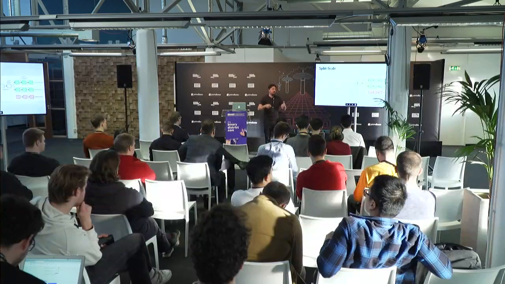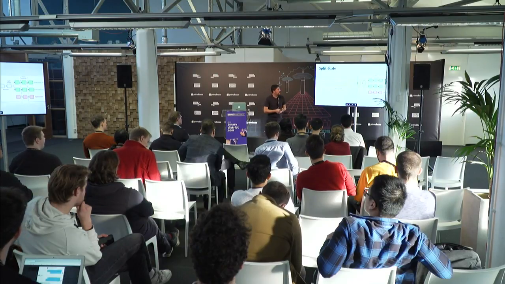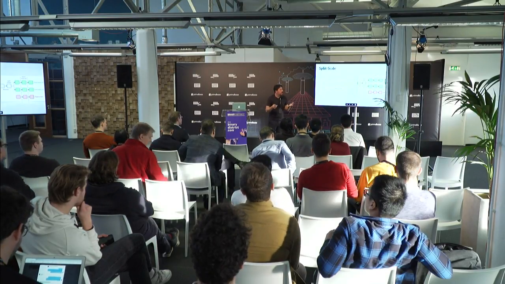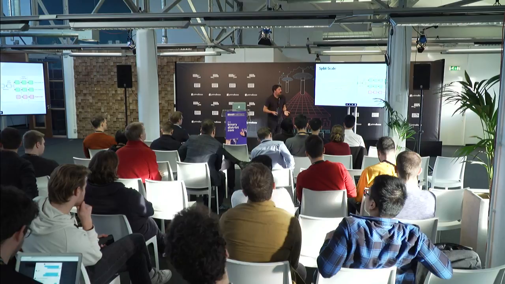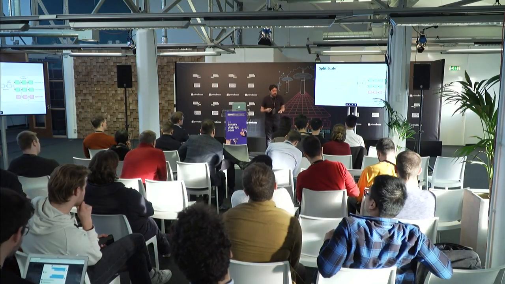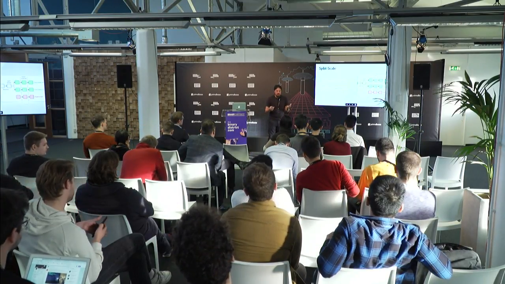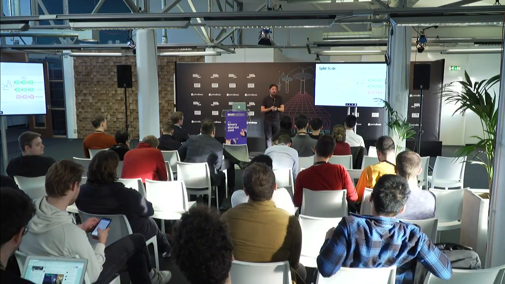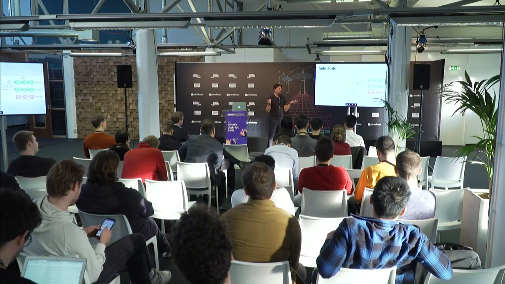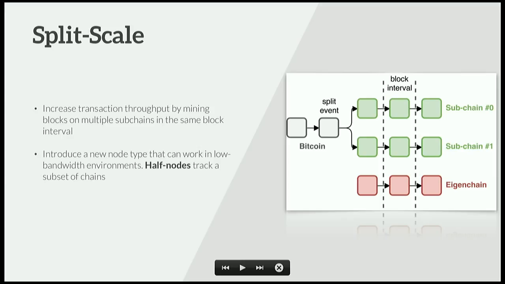So to sum up, what we are trying to achieve is to increase the throughput by giving the option to create multiple blocks in the same block interval by separating the UTXO set. And this new type of Bitcoin node, half nodes, makes it possible to run in bandwidth constrained environments.